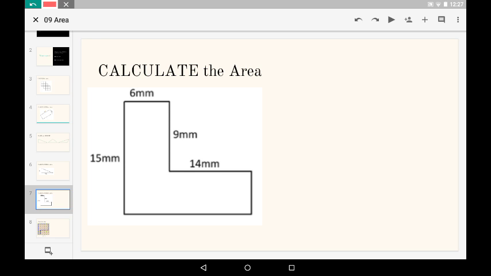So a question like this will be worth more than 4 marks. So what I'm going to do first is figure out the missing lengths that I might need to know. So if this is 15, this is 9, 15 take away 9 will give me this, which will be 6 millimeters. If this is 6 and this is 14, together they'll give me 20 millimeters at the bottom. So now I have all the missing sides. That should be millimeters. So I can calculate the perimeter, but I need the area.